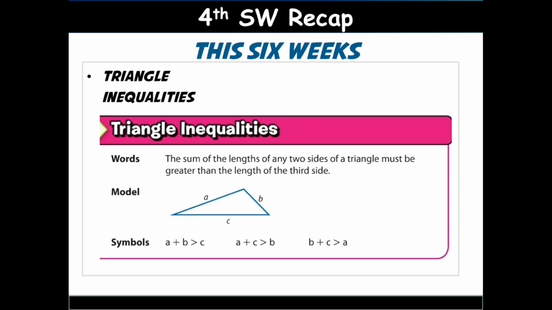So always give triangles that little test. Check if two sides are greater than the third and go all the way around and try it out. That's very crucial because I have a feeling they might try to trick you on the STAAR, giving you measurements and asking you, is this a triangle? So always remember, add up two sides, they have to be greater than the third.